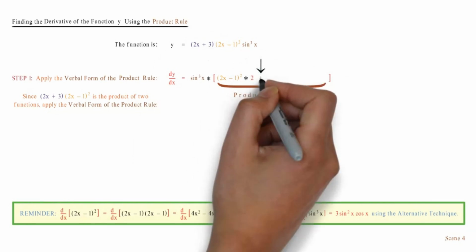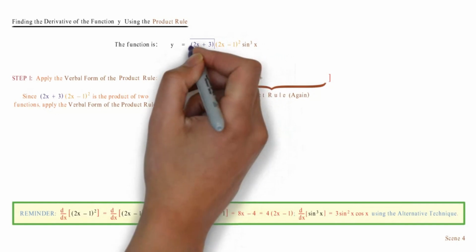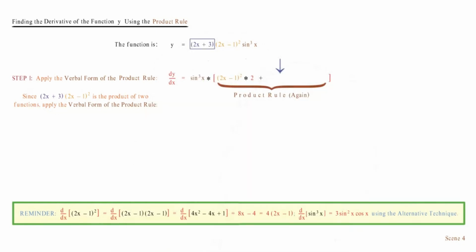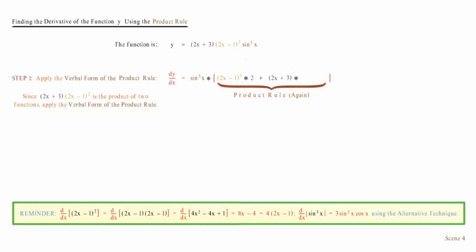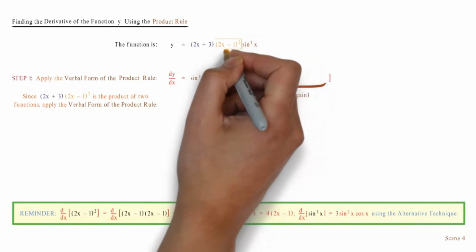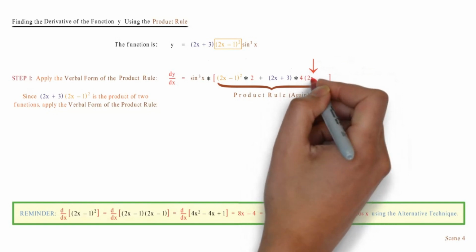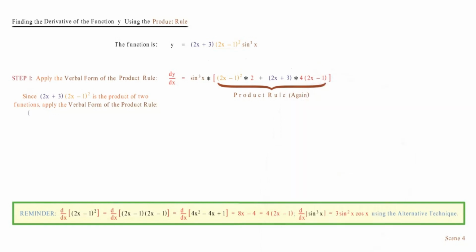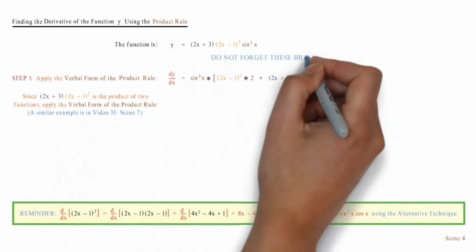Plus the first function, 2x plus 3, so substitute 2x plus 3 times the derivative of the second function, the derivative of 2x minus 1 all squared, which is 4 times 2x minus 1. Do not forget these brackets.